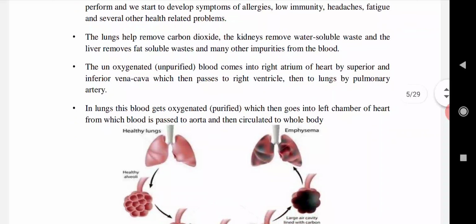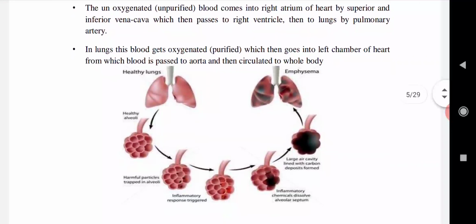Then the unoxygenated blood comes into the right atrium of the heart by the superior and inferior vena cava, which then passes to the right ventricle, then to the lungs by the pulmonary artery. The function of the heart we already studied in the cardiac system. In the lungs, this blood gets oxygenated or purified, then goes into the left chamber of the heart, from which blood is passed to the aorta and then circulated to all parts of the body.